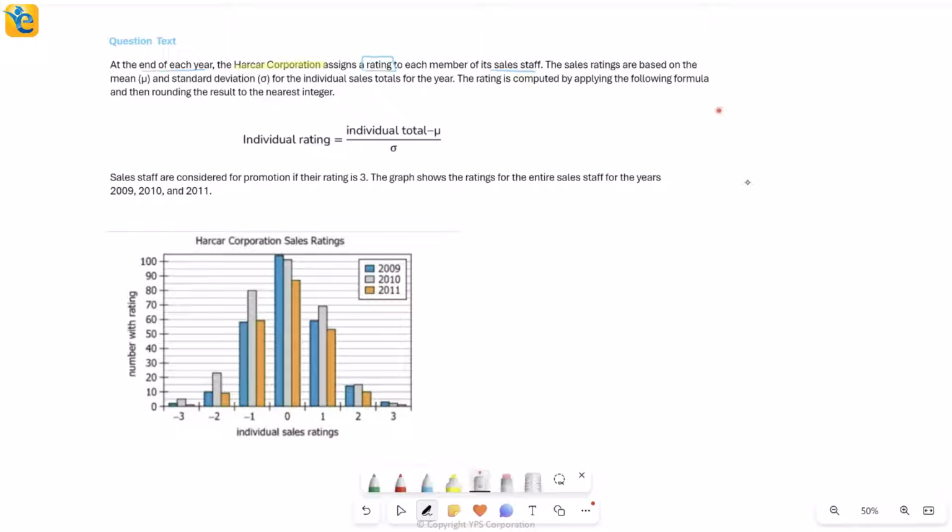First of all, this rating depends on two constants which are calculated for the entire sales staff. What are these two things? One of them is the mean, and the second is the standard deviation of what? Of individual sales totals for the year.